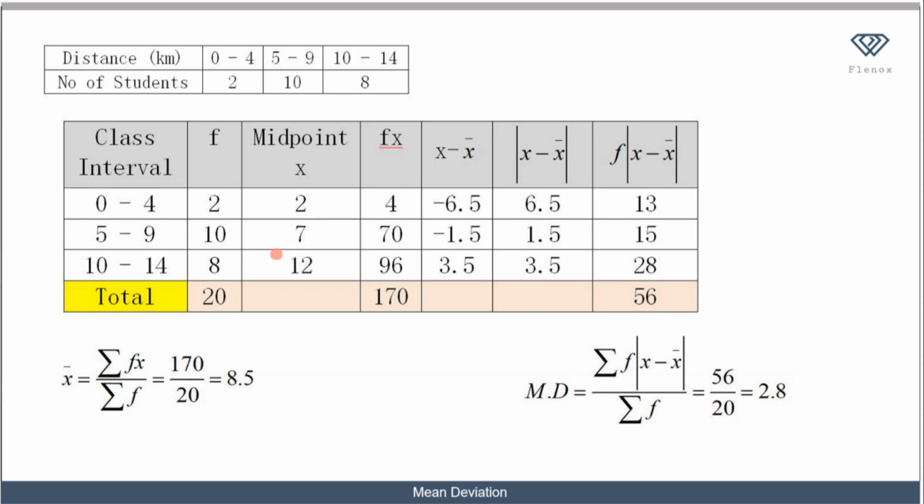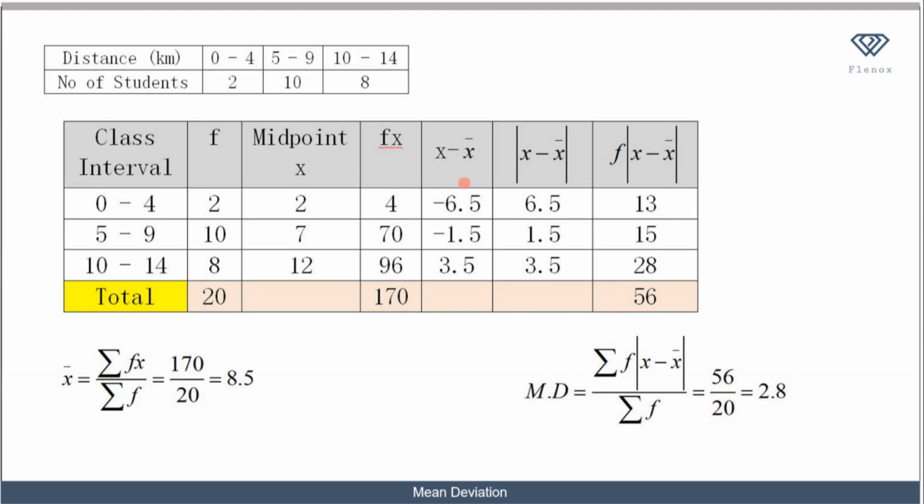So now we can easily find fx. This value here represents our single x, so we can now proceed as usual. We multiply f times x to get fx. So 2 times 2 gives us 4, 10 times 7 gives us 70, 12 times 8 gives us 96. We sum our fx together to get 170. Our mean is given as summation fx over summation of f. Summation of f is 20. So my mean is 170 over 20, which gives me 8.5.